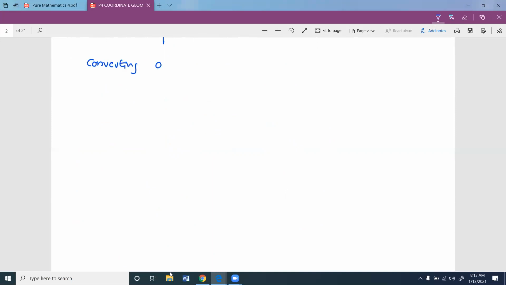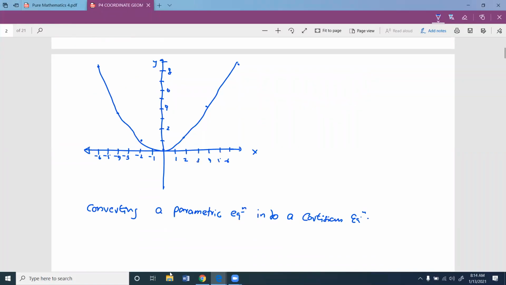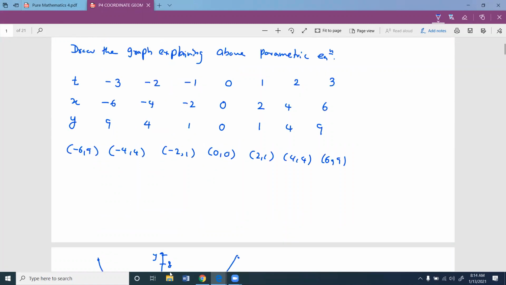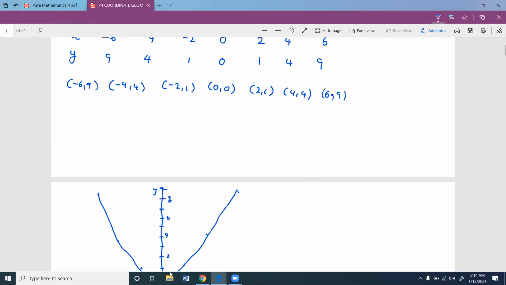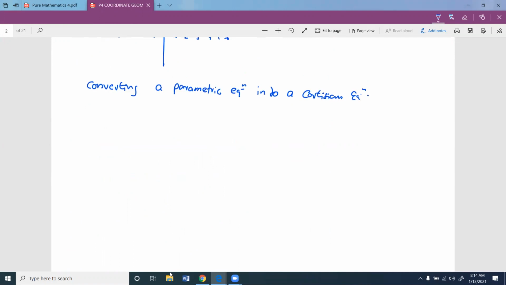Converting a parametric equation into a Cartesian equation, right? I'll get the first example itself. From here, let's try to understand this way. The equation is x equals 2t and y equals t squared. They have given the range of t as minus 3 to plus 3.